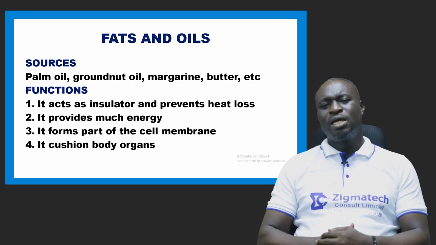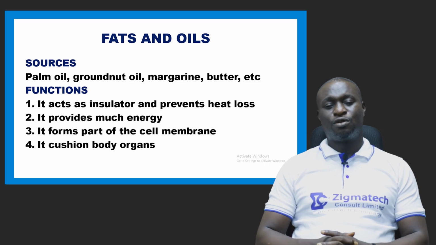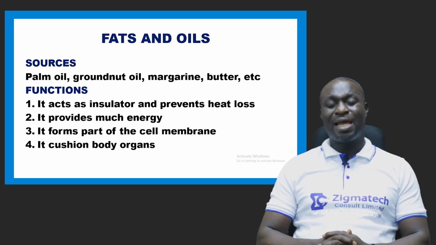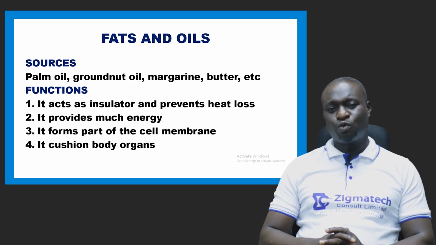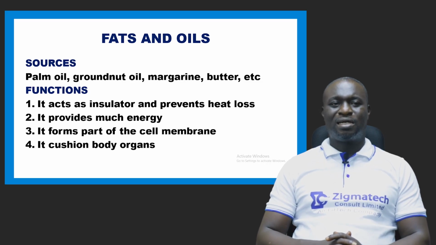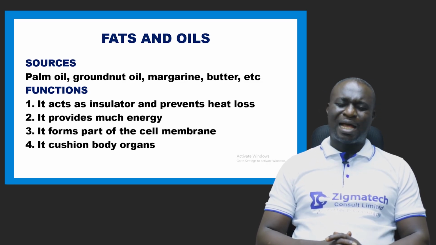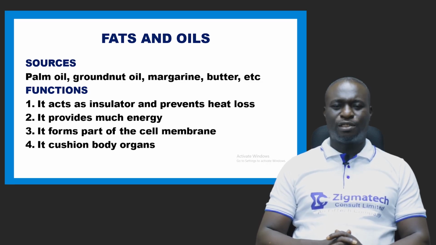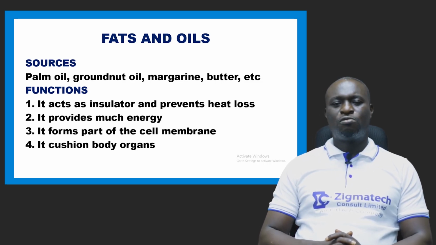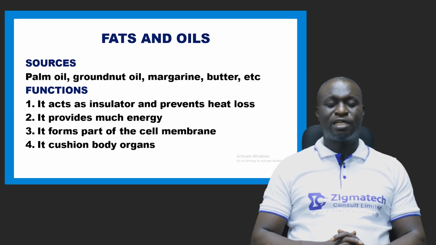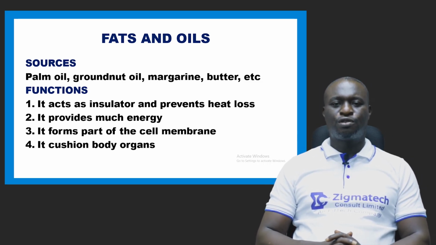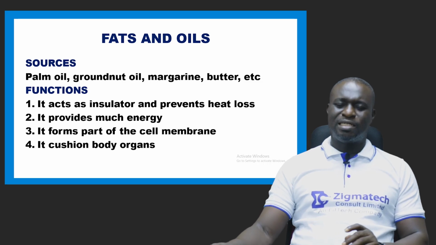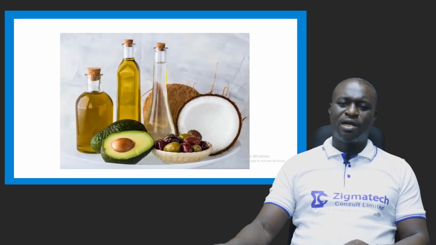Number 2 is that fats and oils provide the body with energy. In fact, compared with carbohydrates, the class of food that actually provides the body with much energy is fats and oils, not carbohydrates. Number 3, it forms part of the cell membrane. And finally, number 4, it cushions body organs. These are some of the functions of fats and oils.